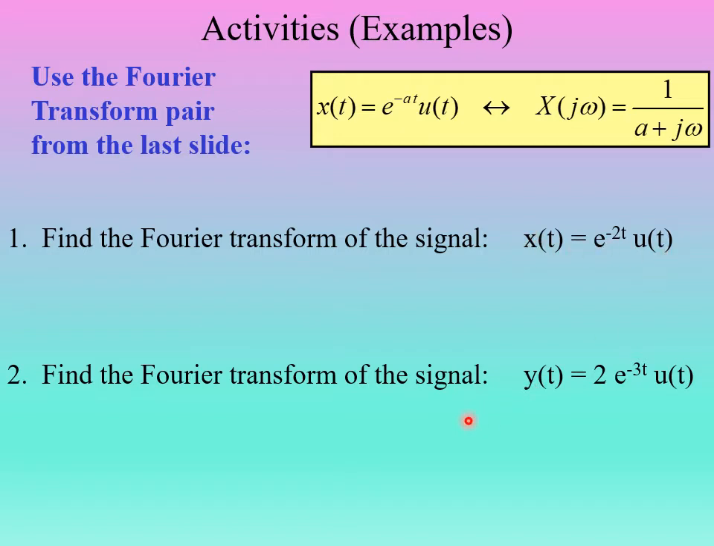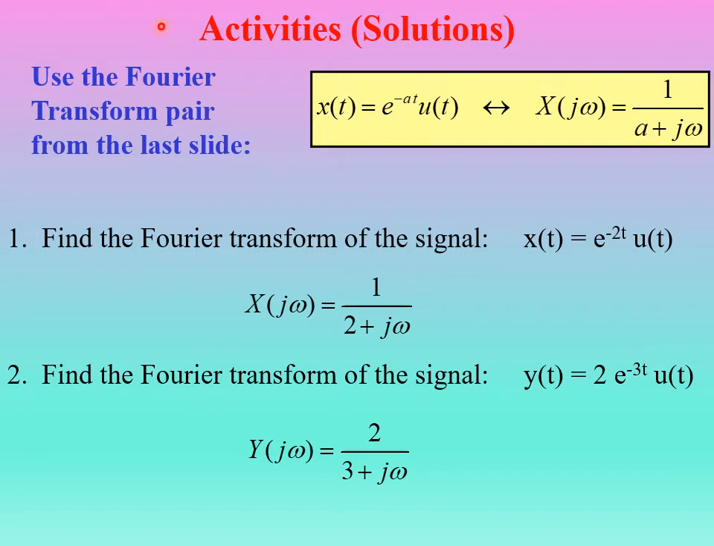So in this set of examples, you're supposed to find the Fourier transform of this signal right here, and then also find the Fourier transform of this signal down here. So you can do this by simple inspection of these results here. So go ahead and pause the video, get out your pencil and scratch paper, and see if you can figure out what these two Fourier transforms are here. So here are the solutions to those two activities. Let's see if you got these right.